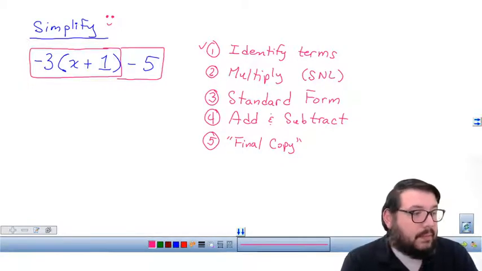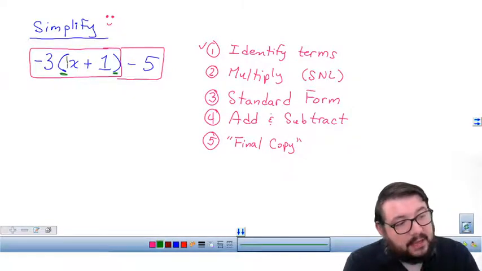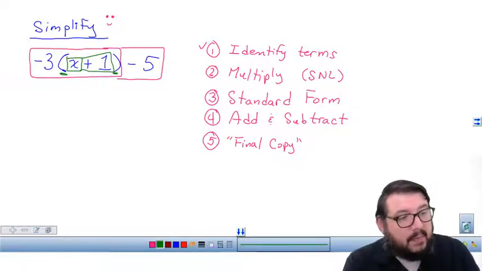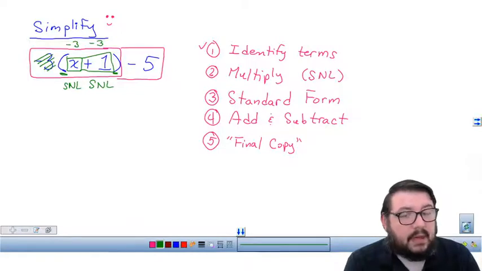Now for step two, multiply if appropriate using SNL. Okay, well, do I see a term that needs multiplication? Yes, I do, right here. See these parentheses right here? So I'm going to identify the terms inside the parentheses, just like we practiced. Then I'm going to put my SNLs on the bottom, my snails. And right here, remember at the top, we put our -3 and our -3. And that takes care of our -3 outside. Okay, now remember, if I'm going too fast for you, you need to go back and watch the video about how to do SNL. Okay, all right, so now we're going to do our SNL steps.